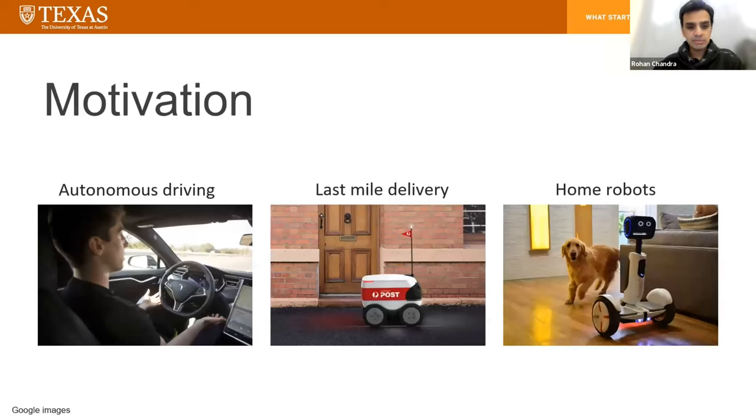Some of the most important and exciting applications of robotics are those where robots have to interact with humans very closely and coexist with humans in the same shared space. This includes autonomous driving, last mile delivery, personal home robots, and so on. But despite the progress and importance of these applications, we're still not in a position where we can confidently and safely deploy these robots in these kinds of environments.